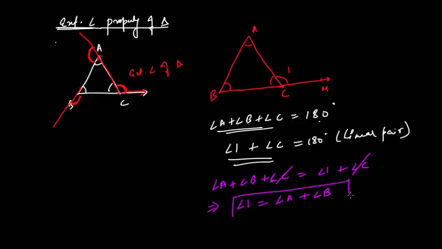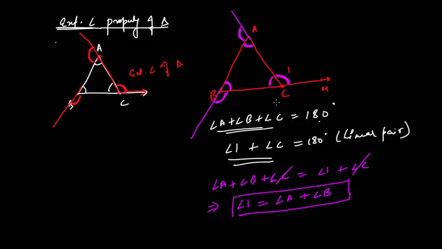A very important result. This exterior angle is nothing but equal to the sum of the interior opposite angles, right? This is known as the exterior angle property of a triangle, or you can say the exterior angle theorem. That is, the exterior angle of a triangle is the sum of the interior opposite angles. This angle 1 will be equal to the sum of angle A and angle B. Similarly, if I had drawn the exterior angle here, then this angle would have been equal to angle B plus angle C. And similarly, if my exterior angle was this, then this angle would have been the sum of angle A plus angle C.